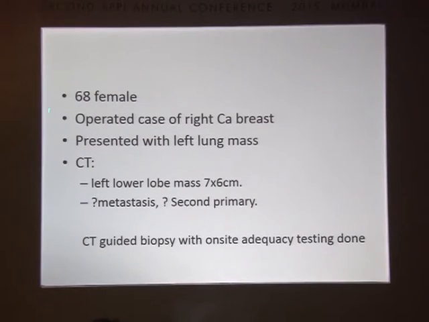She was a 68-year-old female, operated for right carcinoma breast, treated at our hospital. Then within 1 year, she presented with a left lung mass. On CT scan, it showed a left lower lobe mass measuring 7 by 6 centimeters. So the clinical diagnosis was a single mass. Clinically the query was metastasis, second primary, or any other benign lesion, or an inflammatory lesion. So clinically they couldn't make it out. So CT guided biopsy was done and on-site adequacy testing was done.